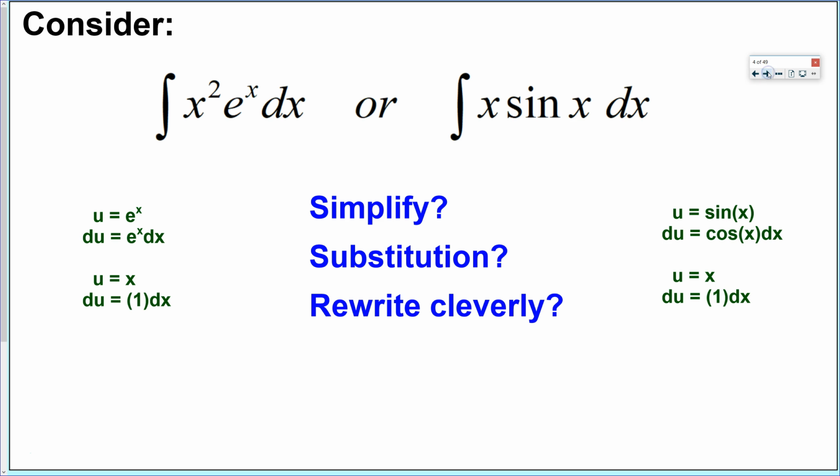So, you might try U substitution, but you'll notice that when you do so, whichever function you choose, you can't really get the rest of the integral to be represented through U substitution. So it's pretty clear at this point that we need a new tool.